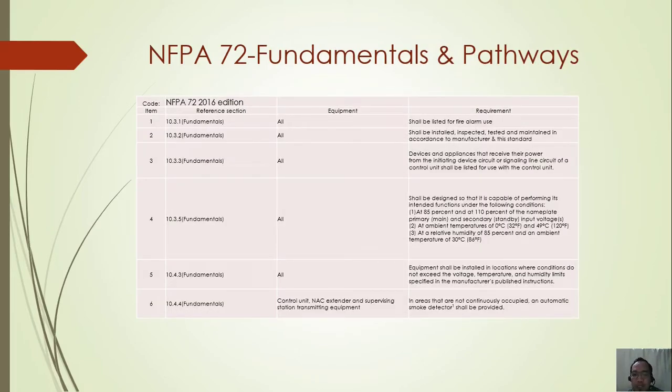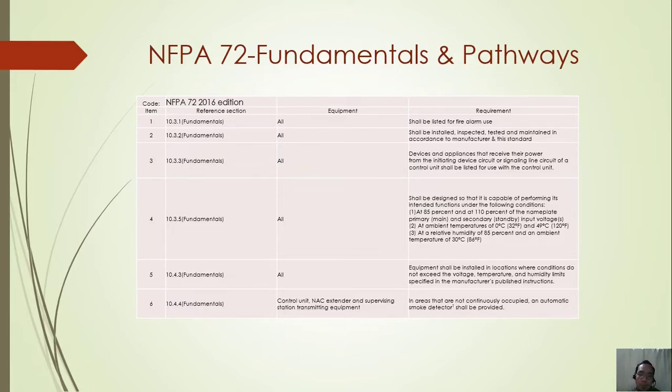Before we proceed with the design criteria, I want you to be familiar with the fundamentals first, guys, and pathways in fire alarm system. So this is the summary that I did, so it's easy for us to refer which clause we need in NFPA 72. I already did the summary for fundamentals. Generally, these are the clauses that we need under fundamentals and pathways in fire alarm. So what are those?